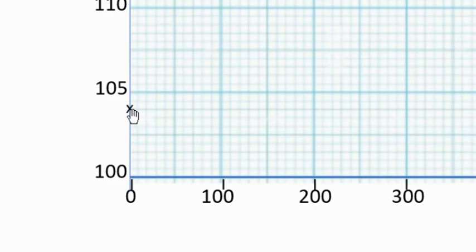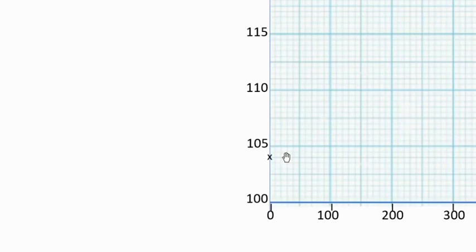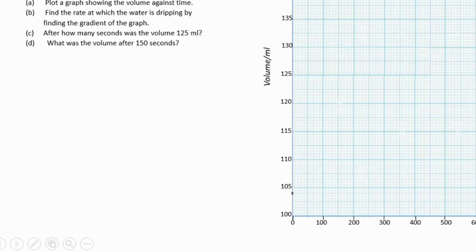That's where our point is. Don't go to 105 and say, okay, 105 minus 1 gives us 104. Remember, one of the divisions on our scale does not represent 1 milliliter. It only represents half a milliliter. So we need 2 of our smallest divisions to give us 1 milliliter. At 100 seconds, we have a volume of 110 milliliters. 100, 110.